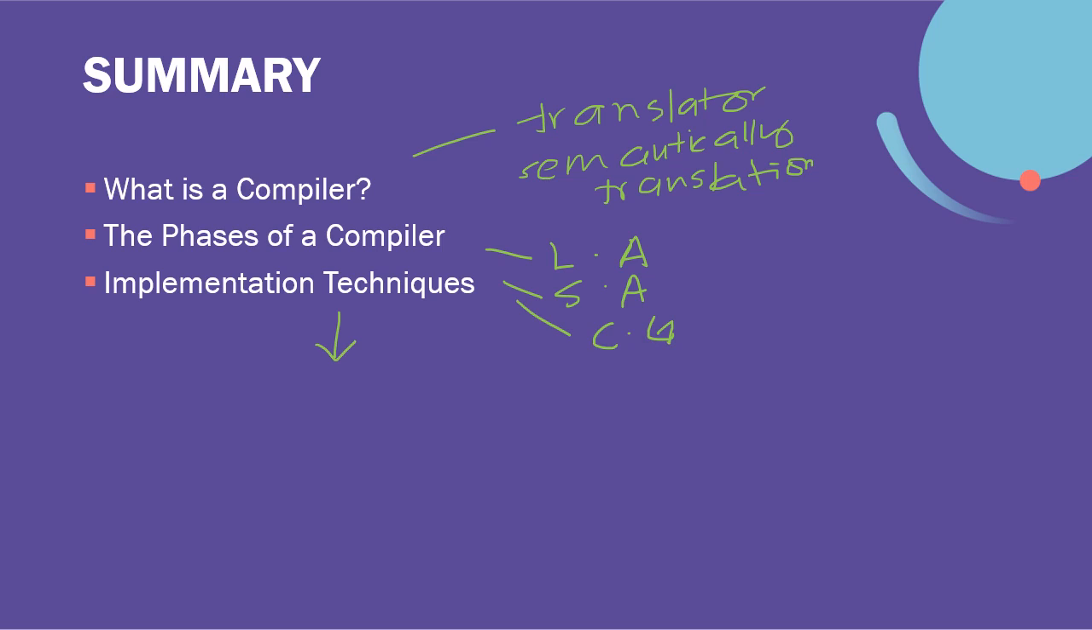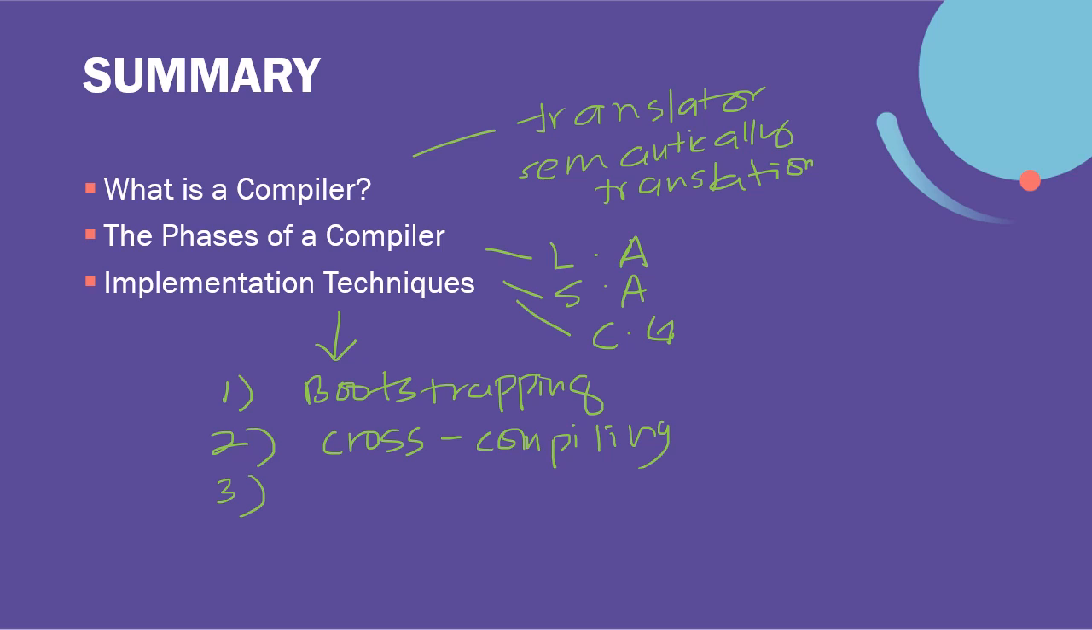And finally, in this video, we've discussed the 3 implementation techniques. The first one is bootstrapping. The second one is cross-compiling. And the third one is compiling to intermediate form. And so that's the end of topic 2. We have taken a bird's eye view of the whole compilation process.